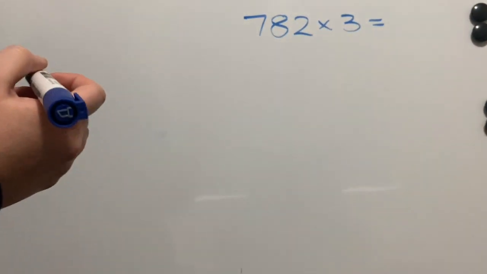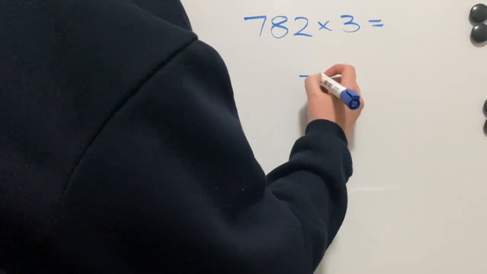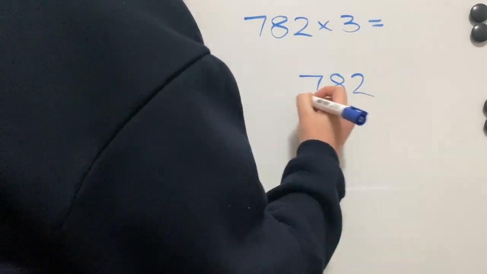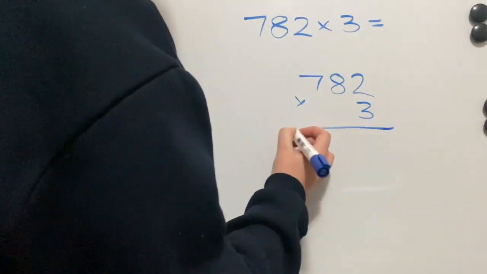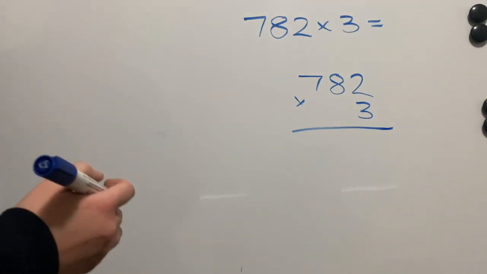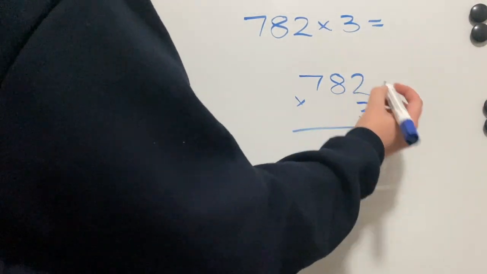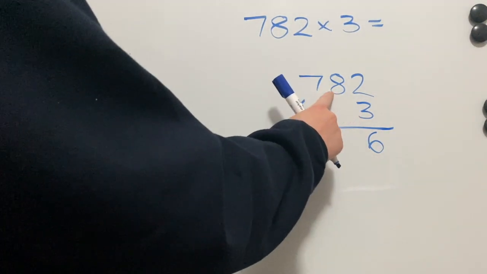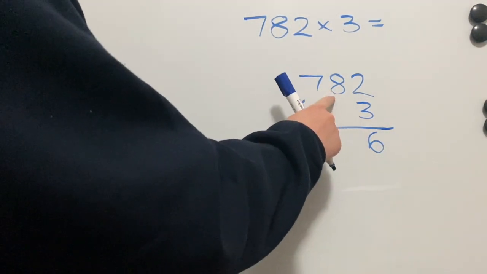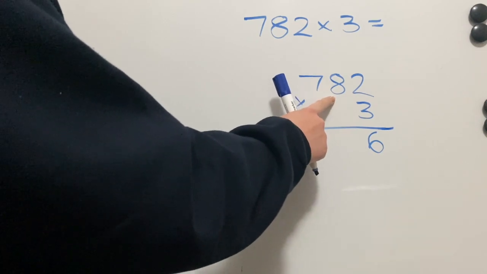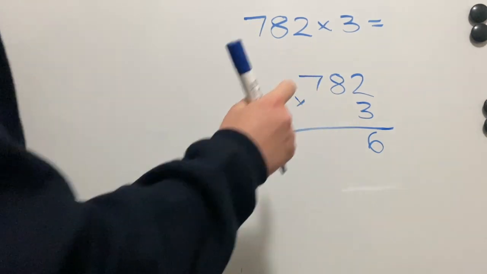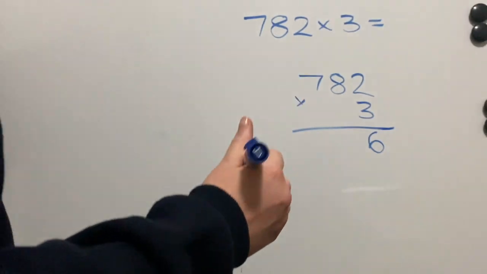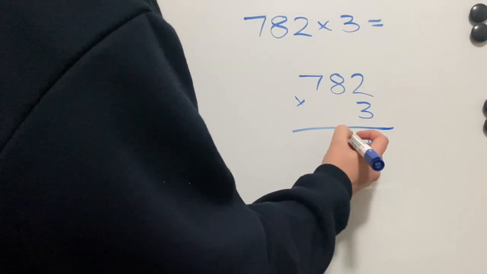I'm going to work out what 782 times 3 is. Like I said, we set it out exactly the same. And we still start with our ones column. 3 times 2 is 6. Then we multiply our tens number. So 3 times 8, or we need to think of it probably as 3 times 80. So 3 times 80 is 240.